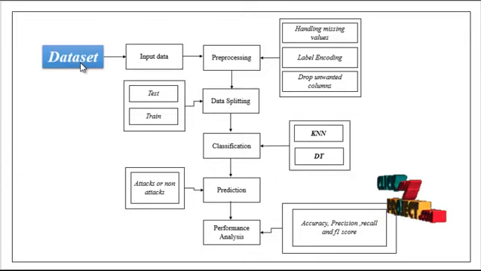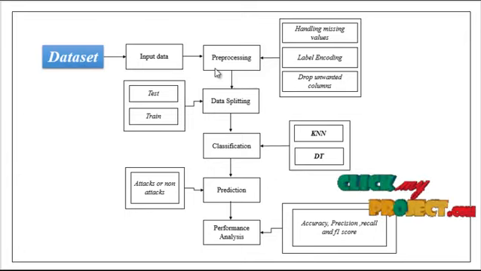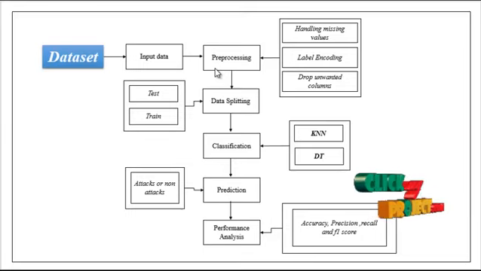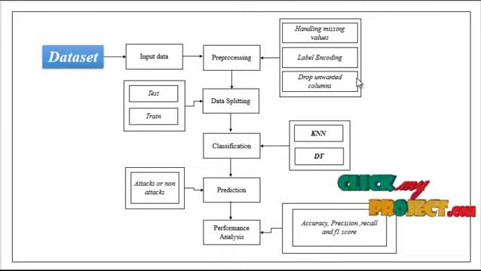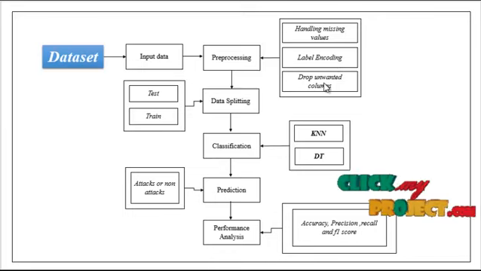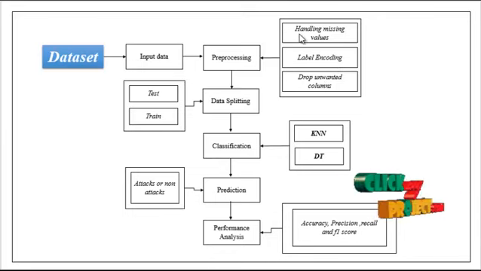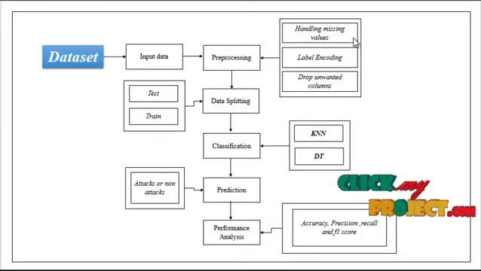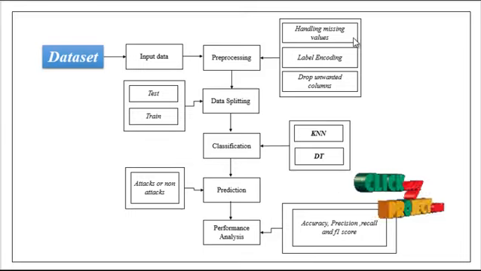After getting the input data from the dataset, the pre-processing will be carried out. In this pre-processing, there are three stages. One is handling the missing values, the second one is label encoding, and the third one is dropping unwanted columns. Handling the missing values is to check whether missing data is present in the dataset or not.